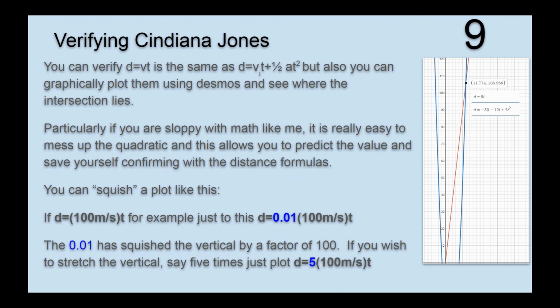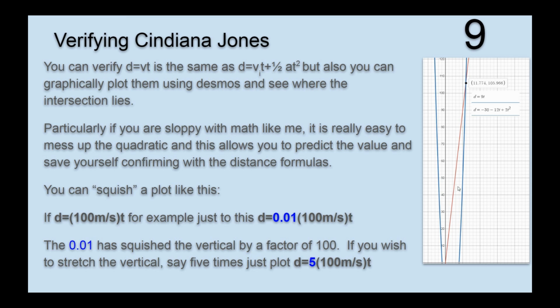Now let's verify Cindiana Jones. You can verify that what I have told you is the truth by plotting her motion and the rock's motion on Desmos. Okay? Now for this case, I didn't put in the rocks. Well, I did actually. Not here. I didn't write the 30-meter head start here. But you can see there's the rock, minus 30 meters, 12 meters a second, and an acceleration of 1/2 times 4. That's the 2, and there's Cindiana running at 9. When I plot the two, we get the intersection there.